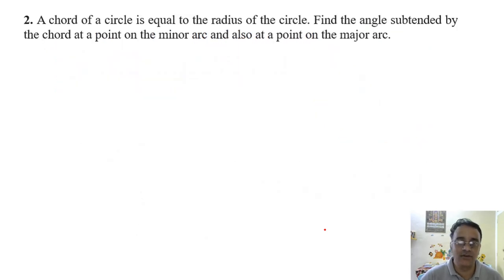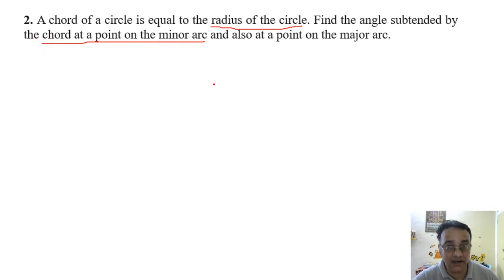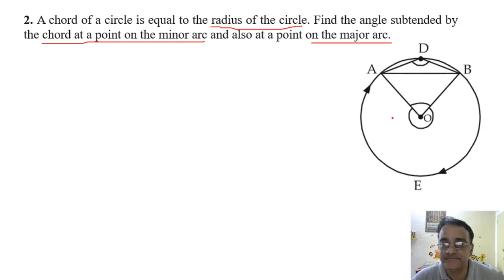Second question is a very good question. A chord of a circle is equal to the radius of the circle. Find the angle subtended by the chord at a point on minor arc and also at a point on the major arc. So there are two parts to this. One, we have to find the angle subtended by the chord on minor arc and major arc. Okay. So let us draw the figure.